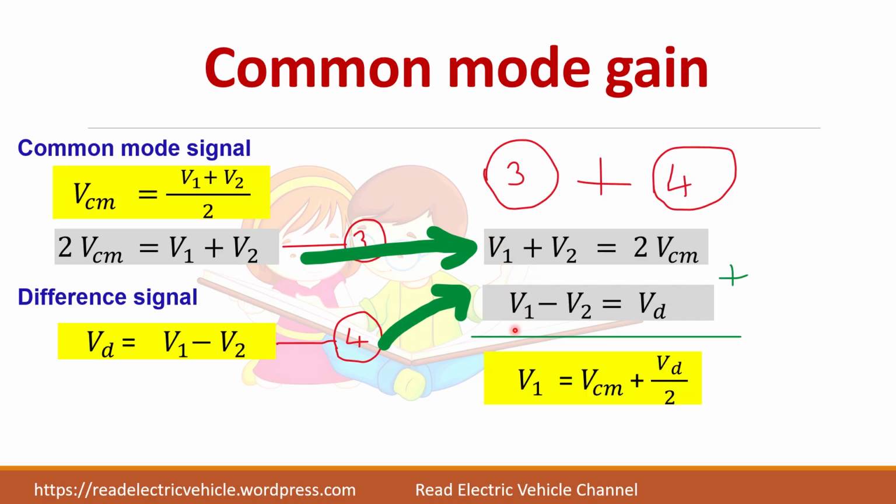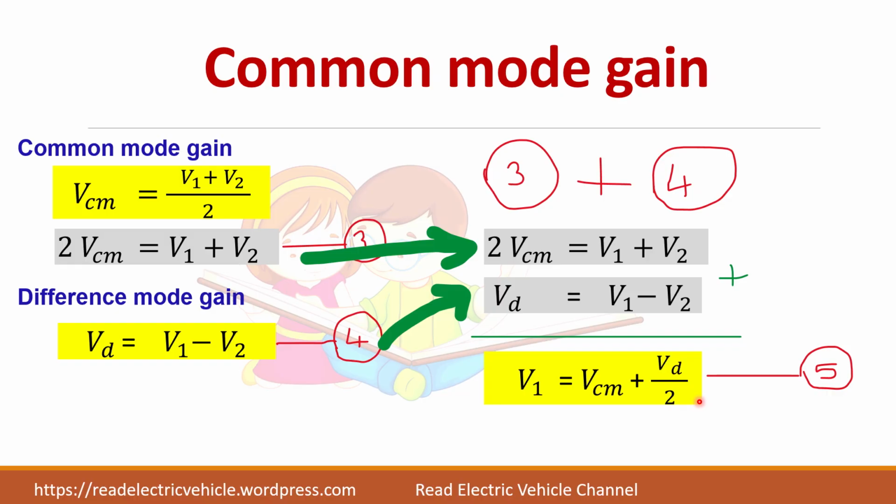You directly add this, you will get 2V1 is equal to 2VCM plus VD, or V1 is equal to this one. So we got V1 in terms of common mode signal plus different signal. Similarly, V2 is equal to VCM minus VD by 2. If you solve these two, that is, if you do subtraction, you will get this equation.